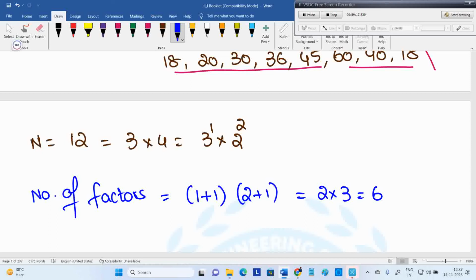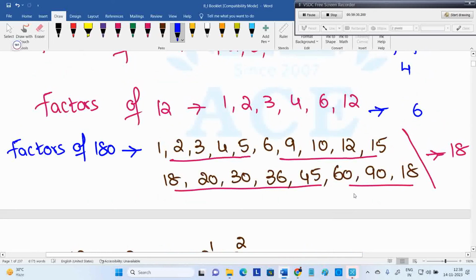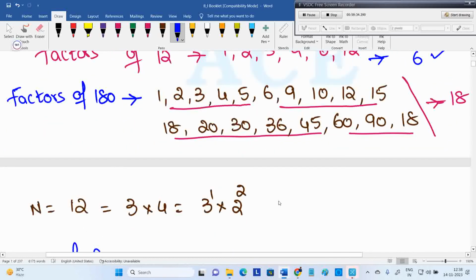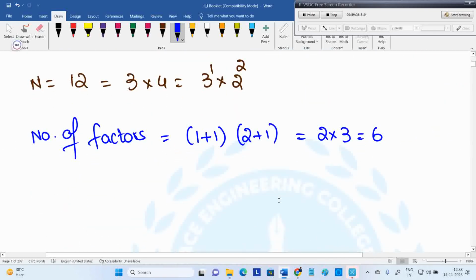Wait for a minute. Okay, I'll give the explanation. Don't worry. Our job is, write prime number powers. After writing prime number powers, for each power add 1. And then multiply. 2 into 3 is 6, right? You can see for 12, the number of factors is 6. Wait, for 180 also check the procedure. Why you have to add 1 and all, I'll explain, don't worry.